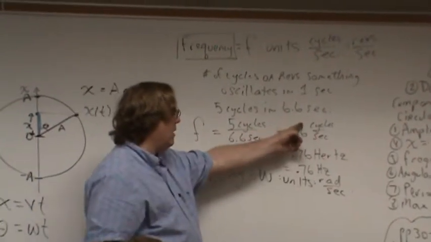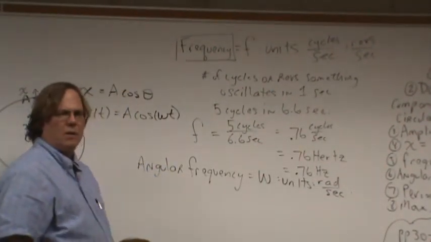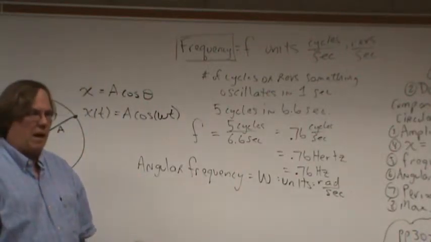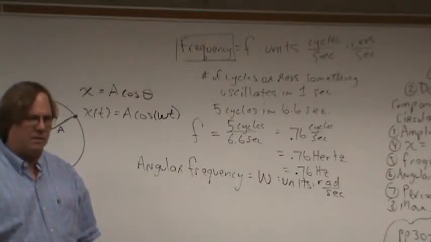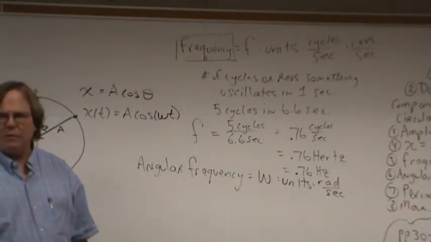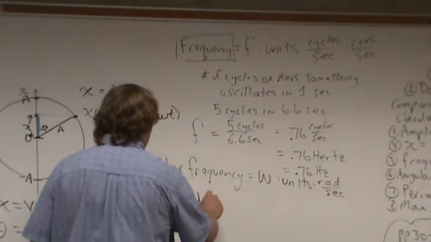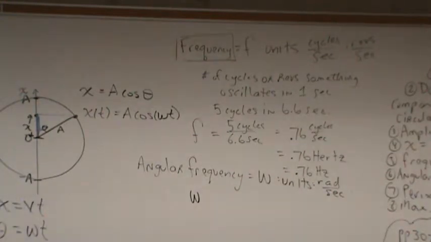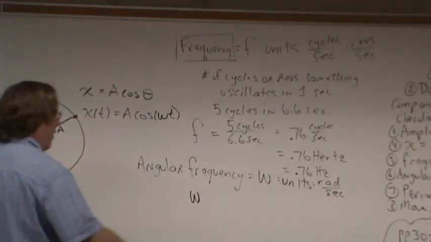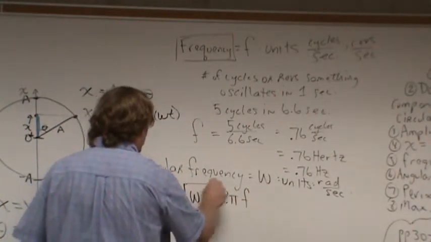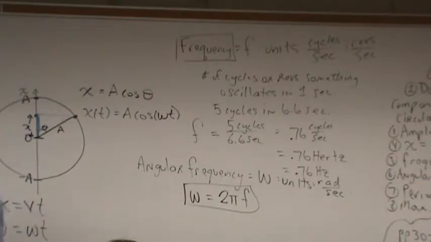If one cycle is the same as 2 pi radians, what if I told you something had a frequency of 1 cycle per second? Then how many radians per second would that be? Yeah, 2 pi radians per second. So we get our relationship: omega, which is radians per second, is just 2 pi times your normal frequency. That's the relationship. If something is oscillating at 2 cycles per second, then it's oscillating at 4 pi radians per second.